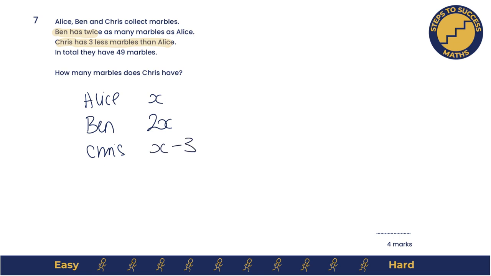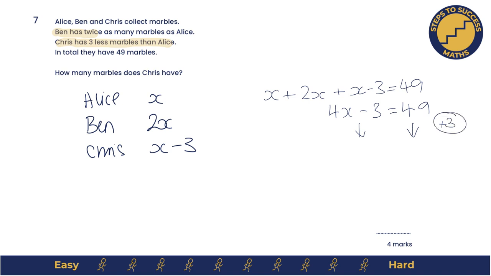And in total, they have 49. So if we add them together, x plus 2x plus x minus 3, we get 49. Collecting the x's together, 4x minus 3 is equal to 49. And solving the equation, so 4x over here, we're going to leave it. The opposite of take away 3, let's get rid of that. So plus 3. 4x is equal to 52. And then we need to finish off by dividing by 4. x is equal to 13.